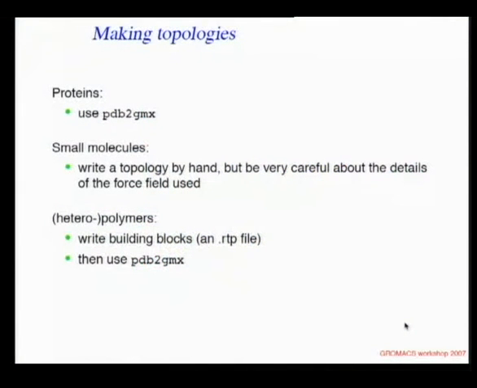So for small molecules, you can write a topology by hand, but you have to be very careful about the details of the force field, as I've told. Now for other kinds of systems, like polymers, it might be good to write a building block by hand. I won't go into the building block files here, but because a polymer usually consists of very small units, you only need to define one small unit, and then PDB to GMX can, just like for a protein, generate a whole polymer topology for you to make life easy.